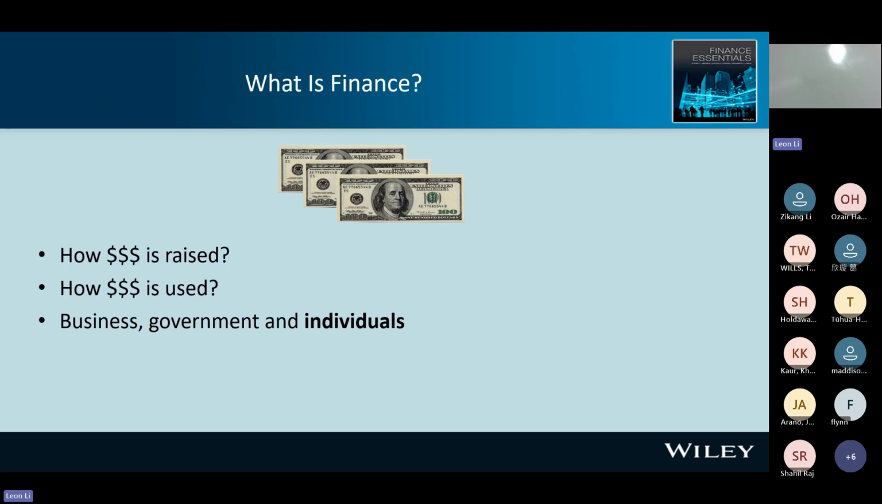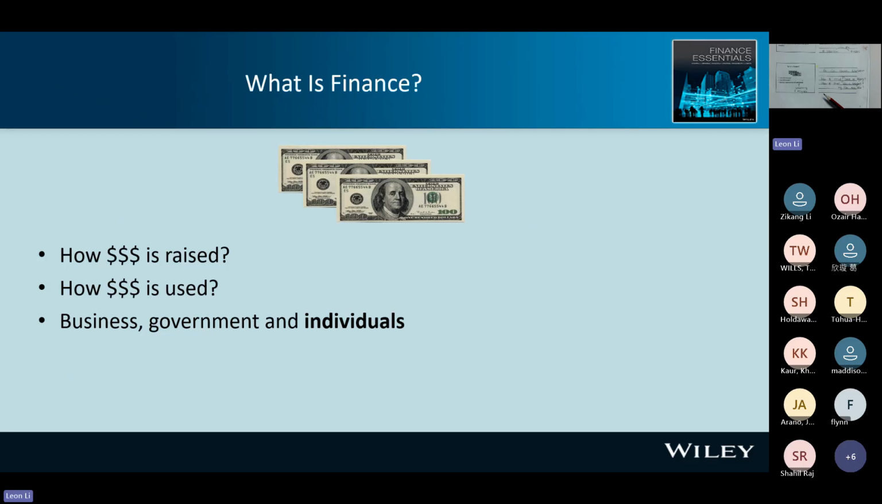Here, I give you some examples. When you buy a car or buy a house, it involves finance decisions. The first decision is how the money is raised. You use debt or you use equity, that means your own money. You have to consider the cost of capital, the cost of your money: cost of debt, cost of equity.